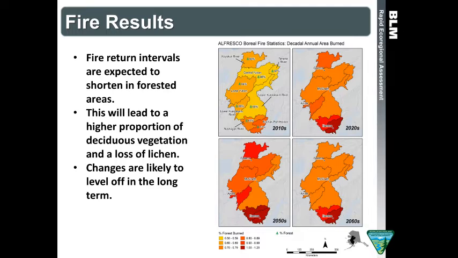And then finally, changes are likely to level off in the long term, and that's something you can actually see in these maps. We have the 2010s, the 2020s. We threw in the 2050s because it kind of helps give you some bookends. We're actually looking at the year 2060, so the 2050s and the 2060s bookend that year, and in this case, having both those decades isn't as redundant as it seems, because you see a little bit of a drop going on in the fire frequency toward the end there.